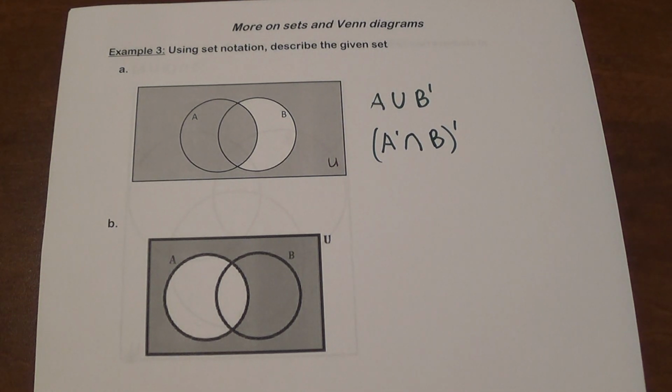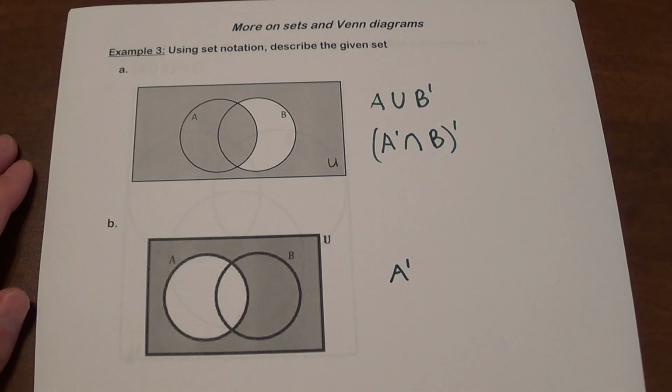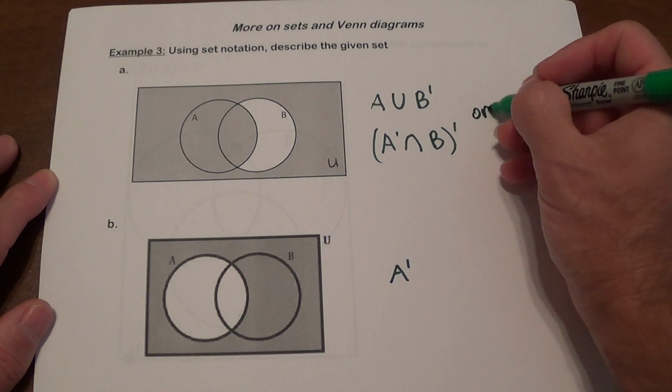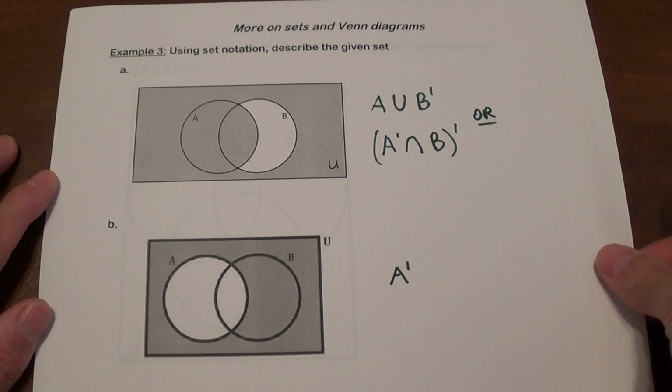What about B? Well, B should be easy because B is actually everything that's outside of A, which by definition will be the complement of A. So this is the complement of A. Okay? Let me put "or" here so you can remember that it could be one or the other.